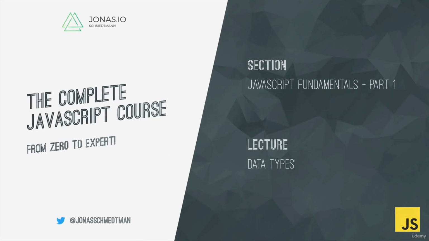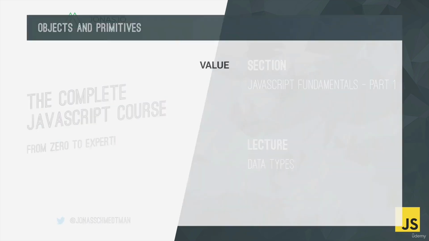So in the last lecture, we talked about values and variables. Now, in every programming language, values can have different types, depending on the type of data that we want them to hold. And we already saw strings and numbers, but there are actually more data types. So let's now take a look at all the types that we have in JavaScript.